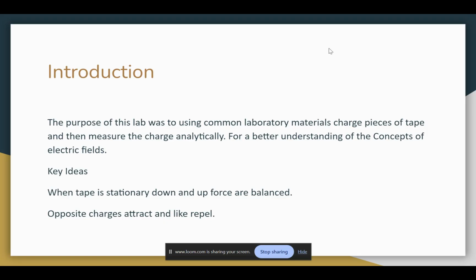The first one that we needed to get this knowledge was that when the tape is levitating above the other piece of tape, it means that the electric force and the force of gravity are balanced, just in opposite directions. And then the second key one is that opposite charges will attract and like charges will repel. This is how we had the two pieces of tape repelling each other, causing one to levitate, which was the work product of the experiment.